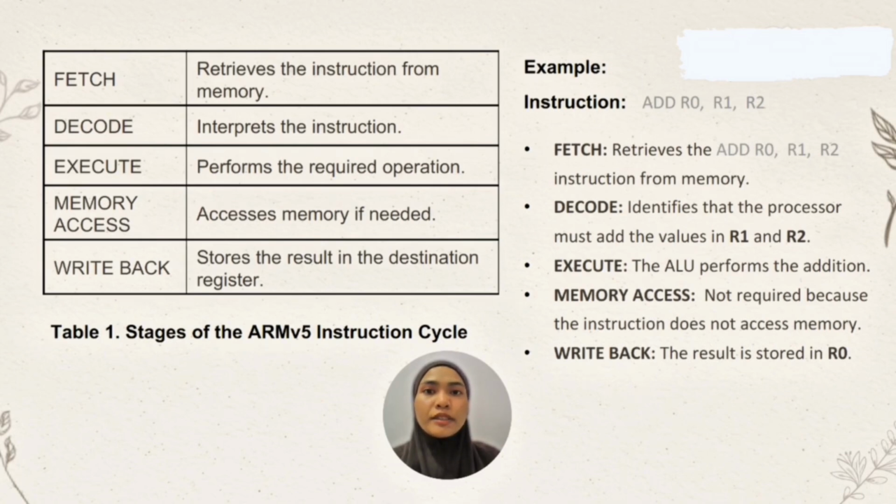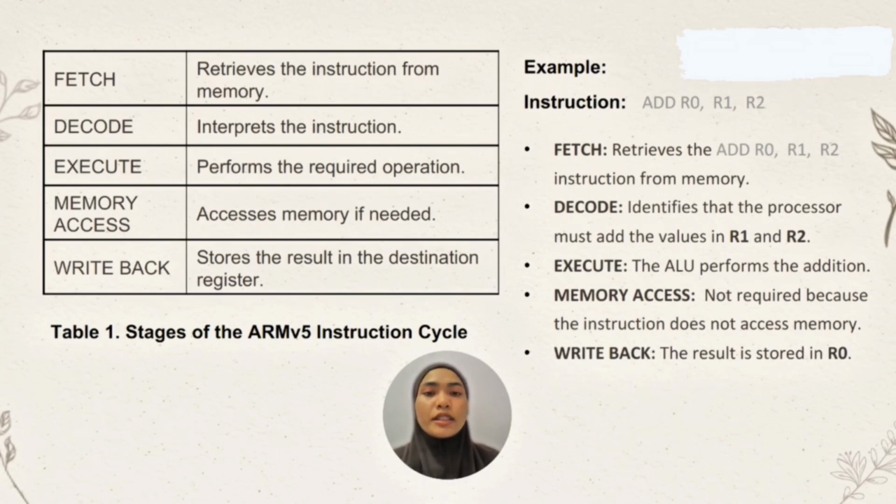The fetch stage retrieves the instruction from memory. Next, during the decode stage, the control unit interprets the instruction and determines what operation needs to be performed. Then, in the execute stage, the arithmetic logic unit performs the required operation. If the instruction requires reading from or writing to memory, it proceeds to the memory access stage. Otherwise, this stage is skipped. Finally, in the write back stage, the result is stored in the destination register.